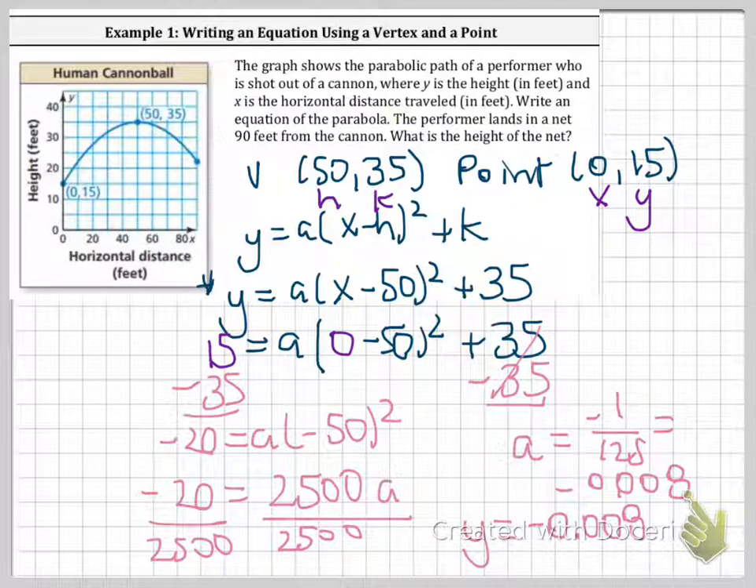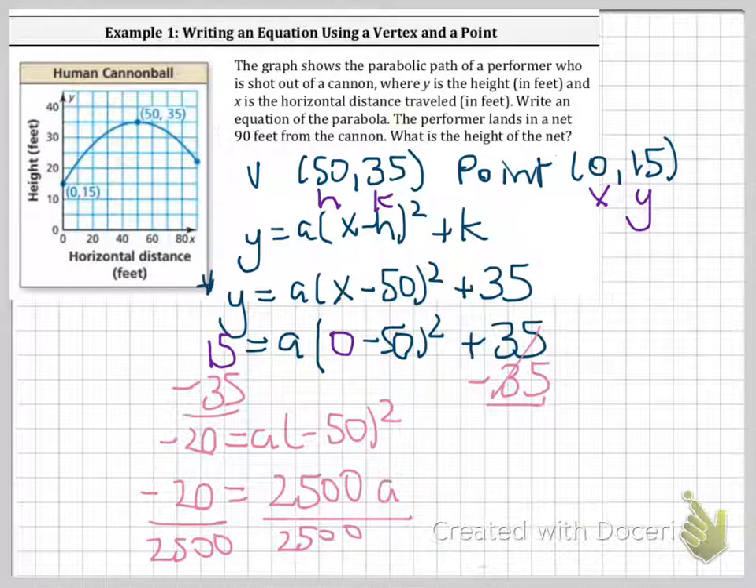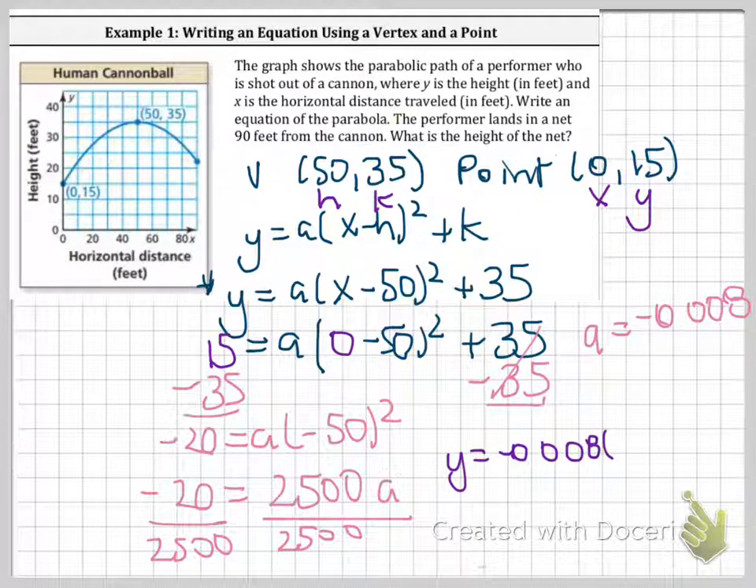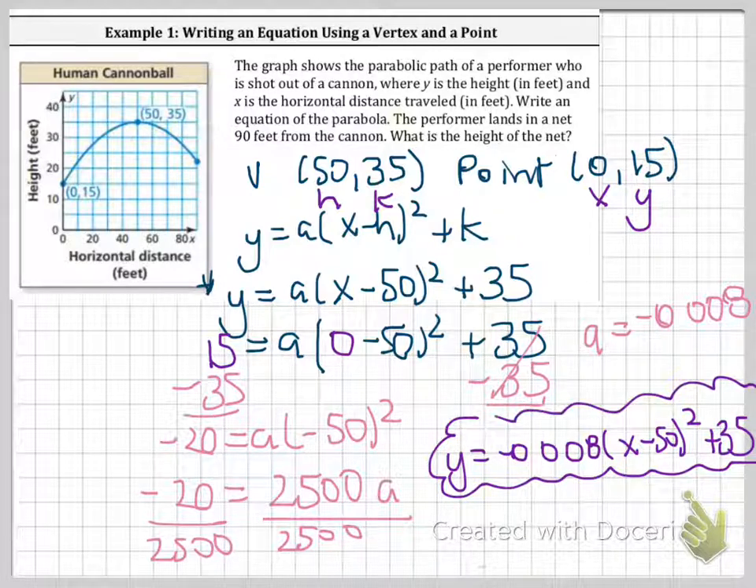So our equation is y equals negative 0.008, and I'll plug it into this equation here. Let me make this a little smaller so it'll all fit. So let me write a equals negative 0.008 here. And then if we write the equation, we have y equals negative 0.008 times (x minus 50) squared plus 35. So that is our equation of this parabola.